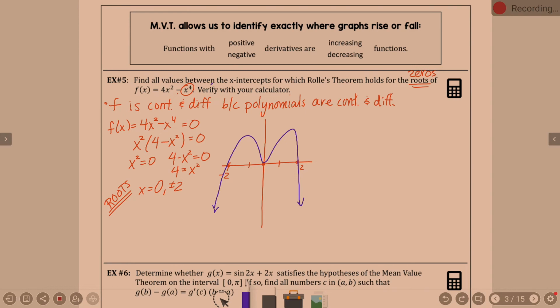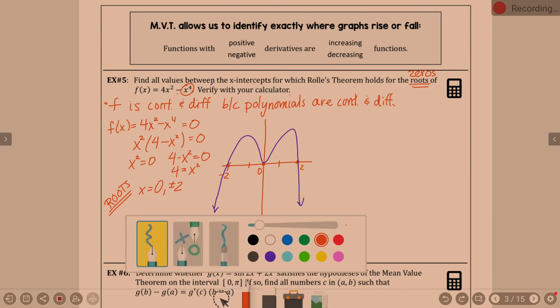So right there, those are my zeros, right? Those are my roots. And so with that in mind, we're looking for all the values between the x-intercepts for which Rolle's theorem holds, the roots.